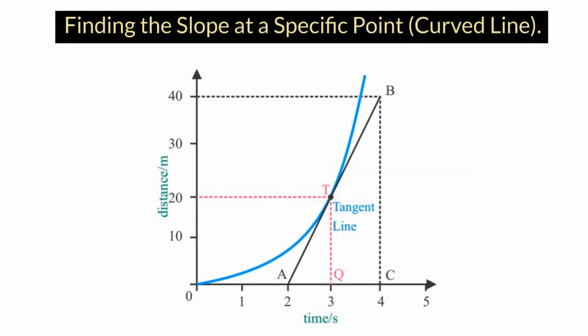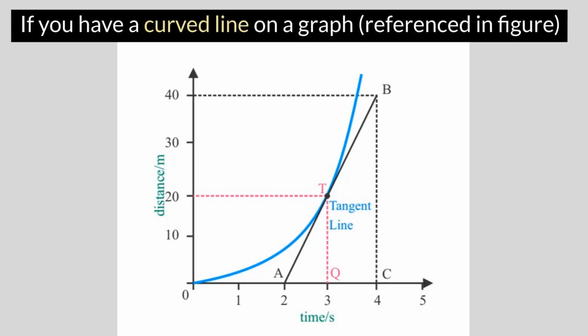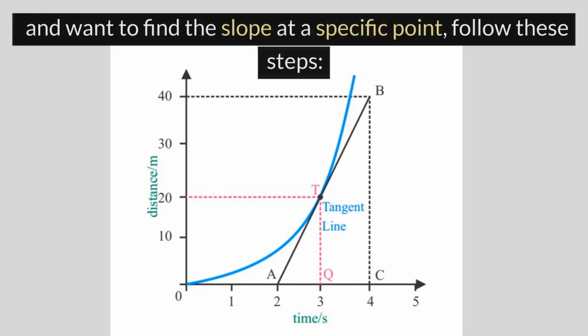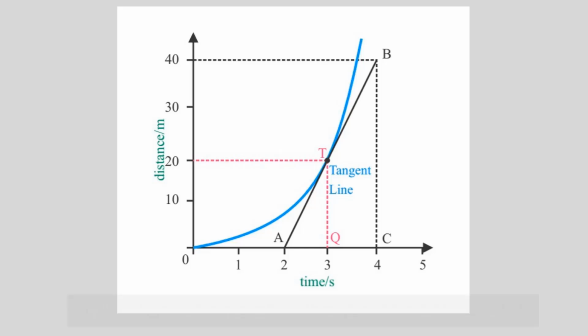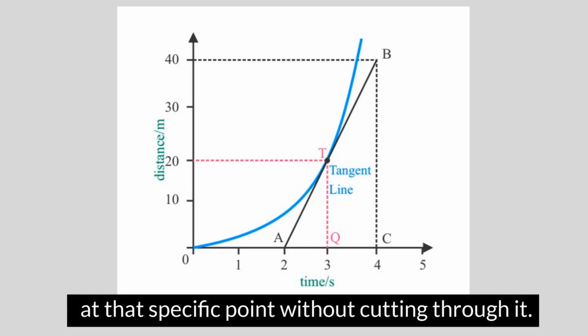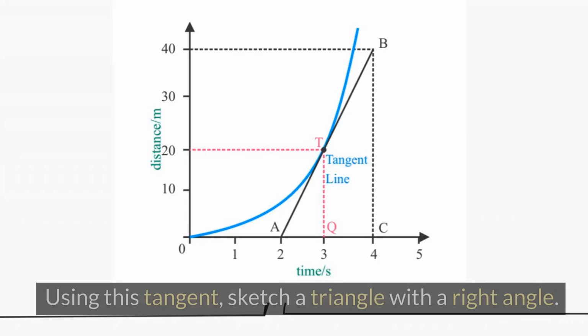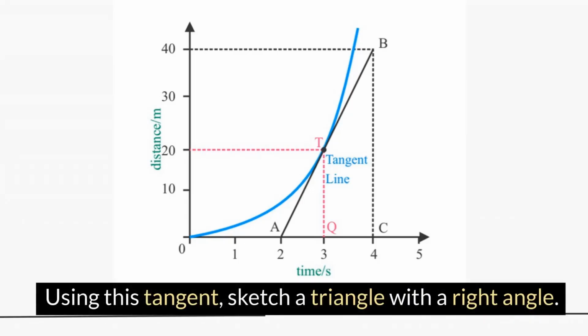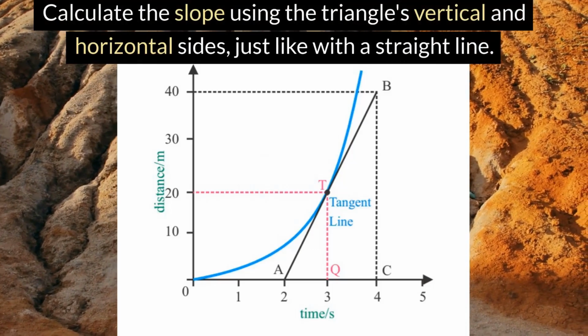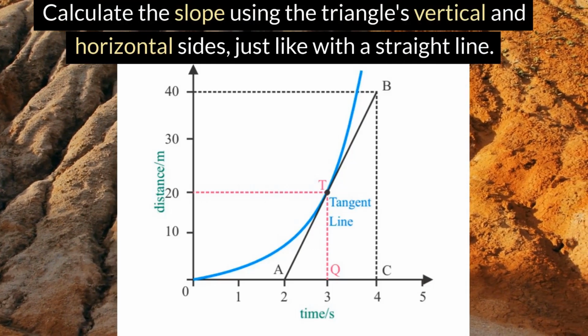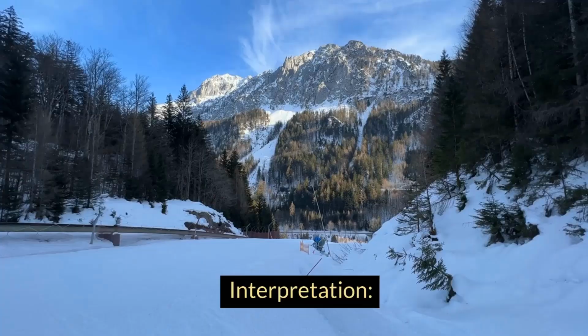Finding the slope at a specific point. Curved line. If you have a curved line on a graph, referenced in the figure, and want to find the slope at a specific point, follow these steps. Draw a straight line, a tangent, that just touches the curve at that specific point without cutting through it. Using this tangent, sketch a triangle with a right angle. Calculate the slope using the triangle's vertical and horizontal sides, just like with a straight line.